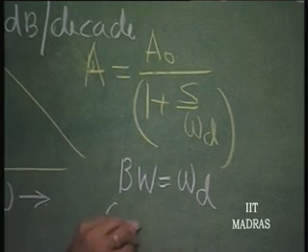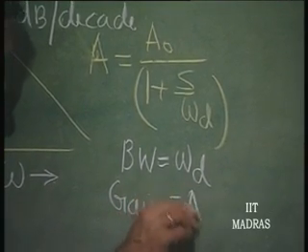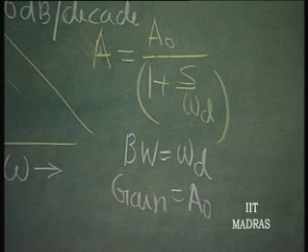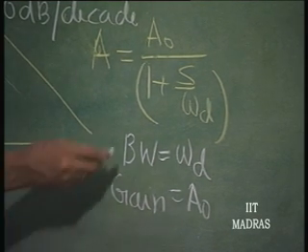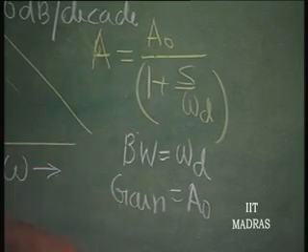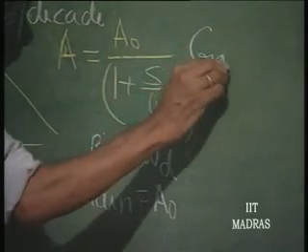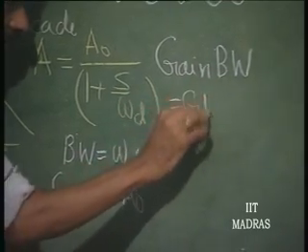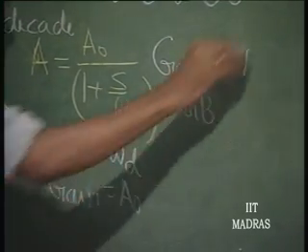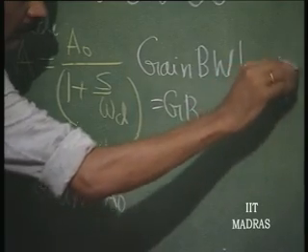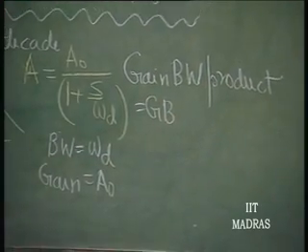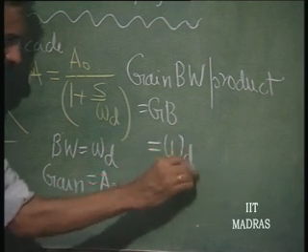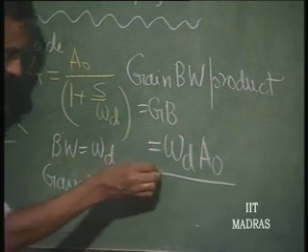The gain of the open loop amplifier is A naught. That is an important measure of how good the amplifier is, that is given by what is called gain into bandwidth. Gain into bandwidth is called the gain bandwidth product. We will call it GB, that is equal to omega d into A naught. Just look at it.